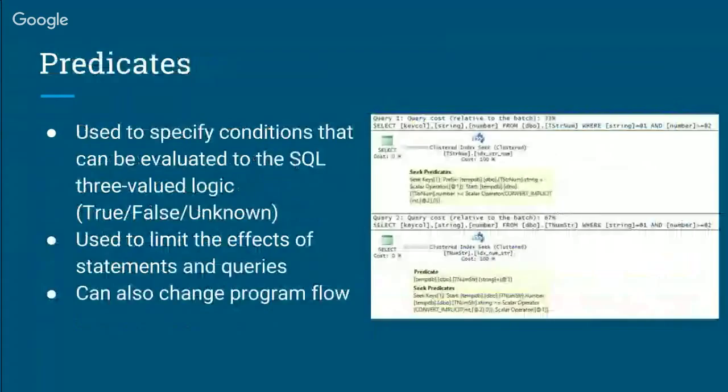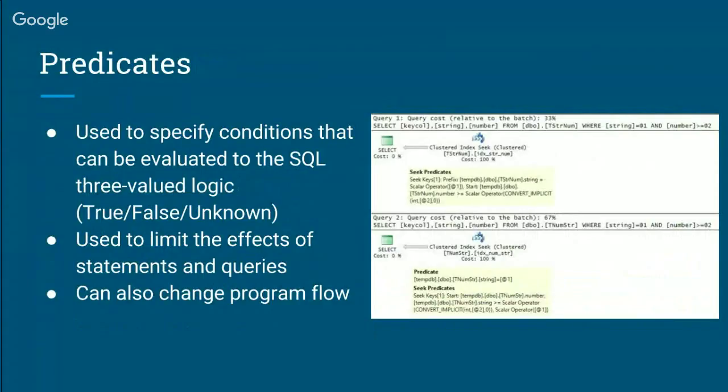Predicates. Predicates are used to specify conditions that can be evaluated to the SQL three-value logic, which is true, false, and unknown. It is used to limit the effects of statements and queries. Predicates can also change program flow.